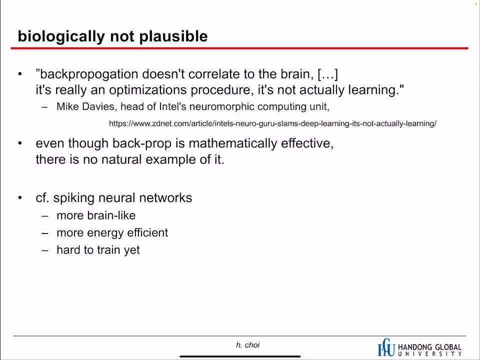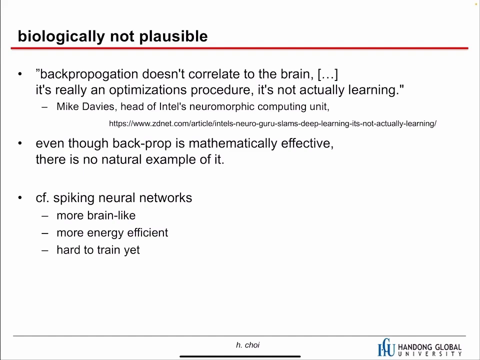Okay, so as I said, a neural network is not biologically plausible. Mike Davies said backpropagation doesn't correlate to the brain. It's really an optimization procedure. It's not actually learning. It's not just him; there are many researchers saying that the neural network is not actual learning. It's just an adaptive machine. In a sense, that's true. And even though backprop is mathematically effective, there is no natural example of it.